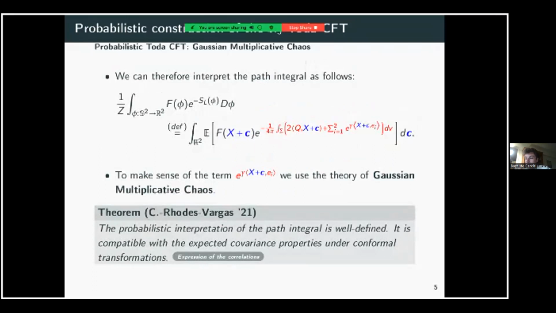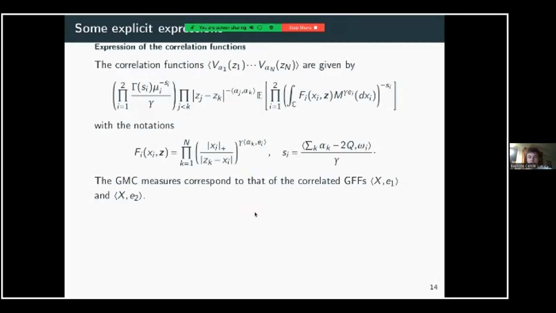And the nice thing is that the object is compatible with what you expect from the physics. That is to say, it behaves covariantly under conformal change of variables. So if you're interested in the expression of the correlation functions, the correlation function takes the following form. First you have a prefactor, which is just a product of gamma functions, which is irrelevant, completely explicit, sorry. And then you have an explicit dependence on the z variables.